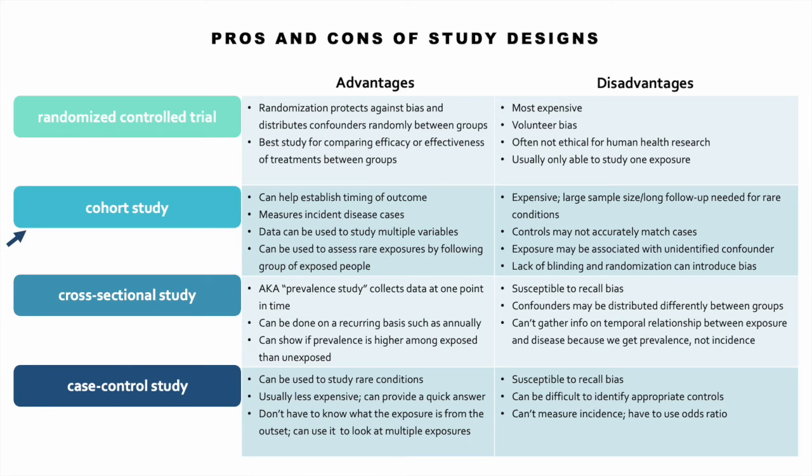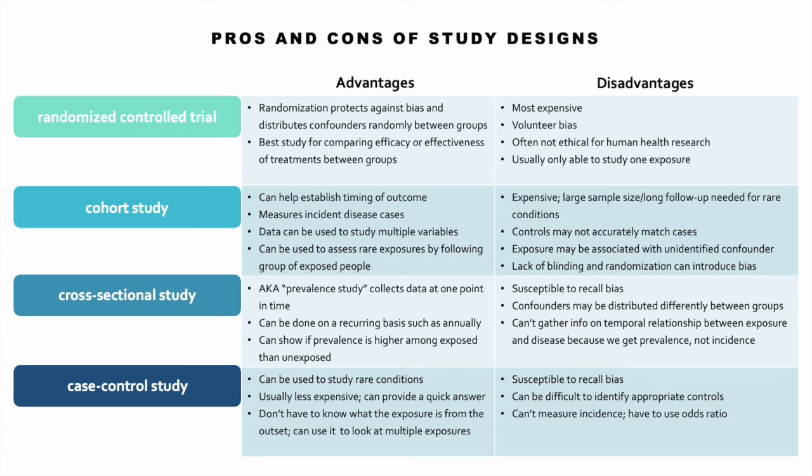Cohort studies are helpful for establishing the timing of an outcome and can be used to study multiple variables. Cohort studies are helpful for assessing rare exposures by following a group of exposed people through time. But a disadvantage is they're expensive and often very logistically difficult. And the more rare a condition is, the larger the sample size you need and the more follow-up time you need. As I mentioned previously, it's difficult to identify appropriate controls. It can be difficult to identify all potential confounders, and bias may be introduced because there's no blinding and there's no randomization.